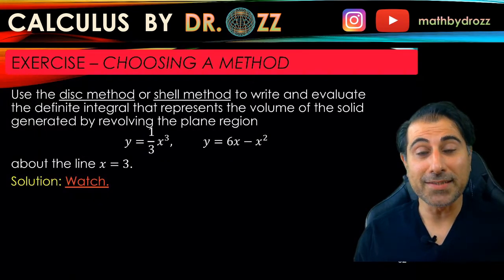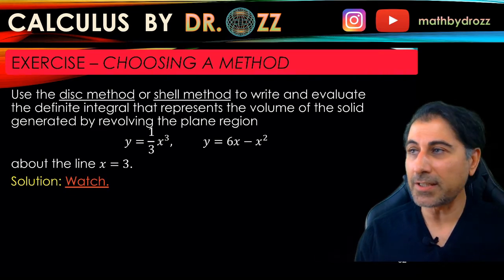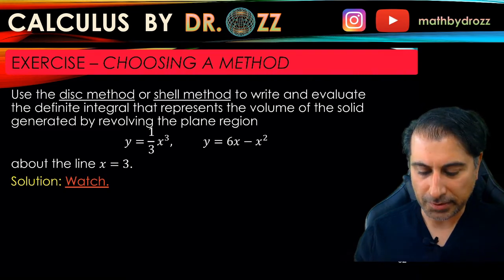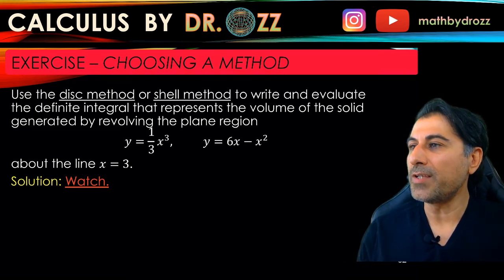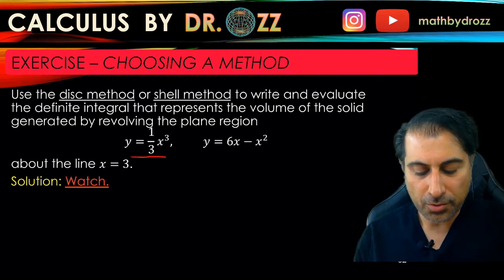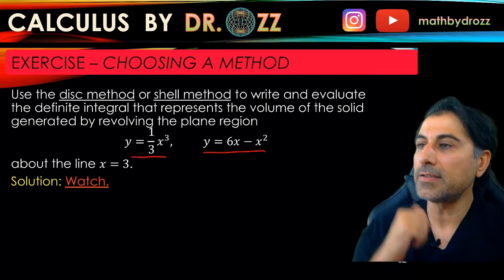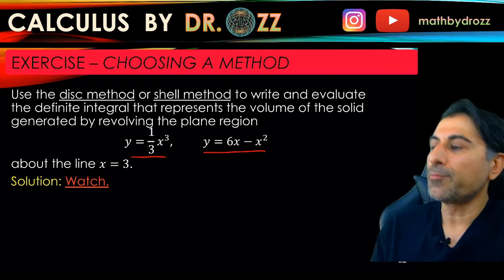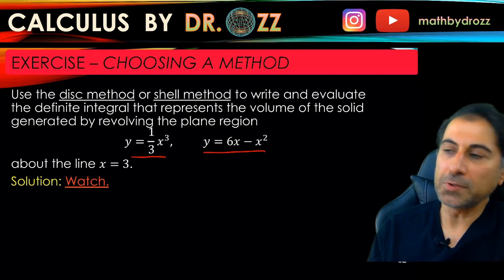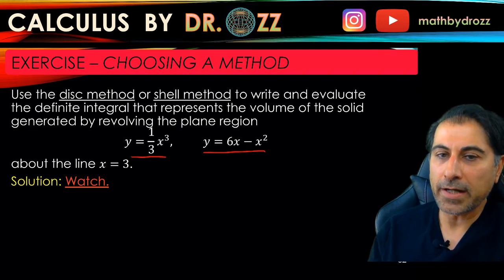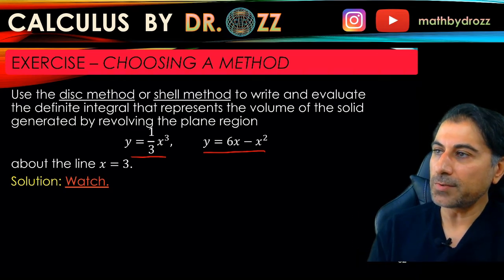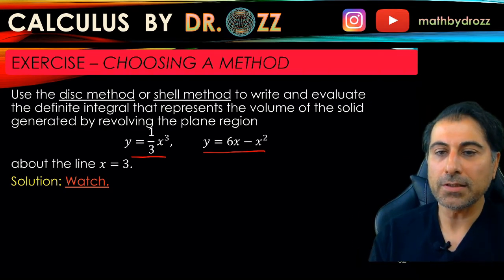All right, it's practice time, so go ahead and visit the recitation PowerPoint, and you will see that the fourth exercise is looking like this. So we have a plane region bounded by two curves, y equals 1 over 3 x cubed and 6x minus x squared. And we're going to revolve this region about the line x equals 3. x equals 3 is a vertical line, so it's not the y-axis, but just x equals 3 as a line. So you're going to revolve the region about that line.